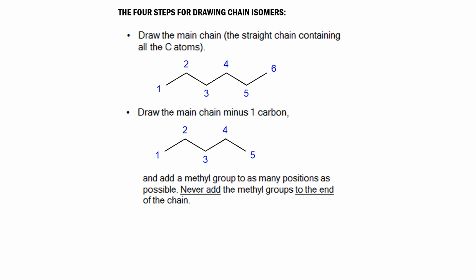And add the balance group to as many positions as possible, but never add the balance group to the end of the chain. This is the example, where we locate the balance group at the second carbon, or we put it at the third carbon.